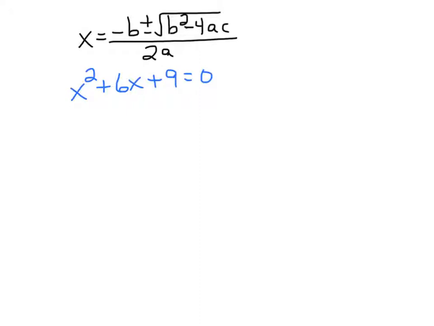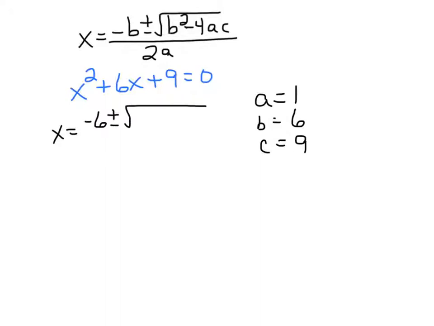Let's continue to talk about this discriminant part with another equation. I have x squared plus 6x plus 9 is equal to 0. So in this particular case, a is equal to 1, b is equal to 6, and my c is equal to 9. When I go through and do this, I'm going to have x is equal to the opposite of b, so that's negative 6, plus or minus the square root of b squared, which would be 36, subtract 4 times a, which is 1, multiplied by 9, all over 2a, which would be equal to 2.